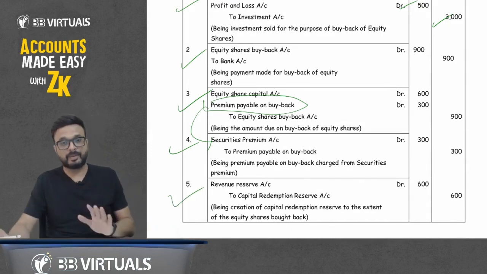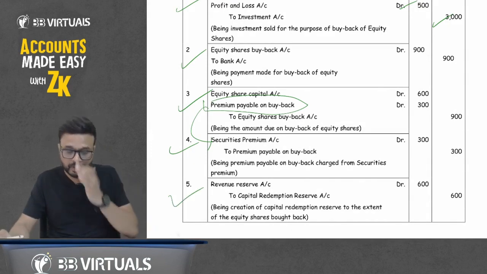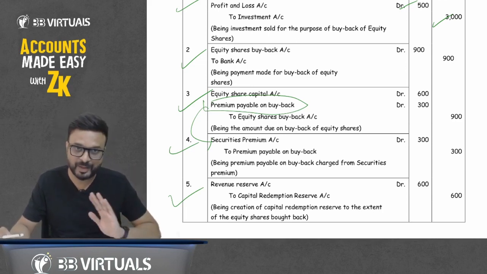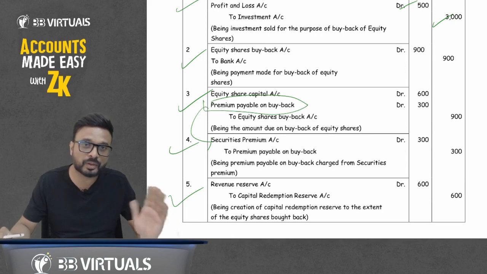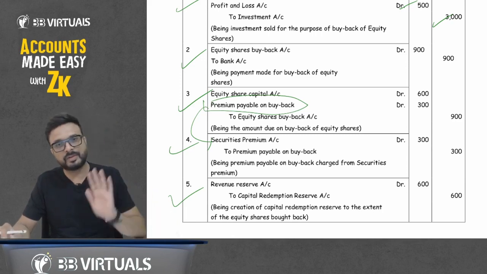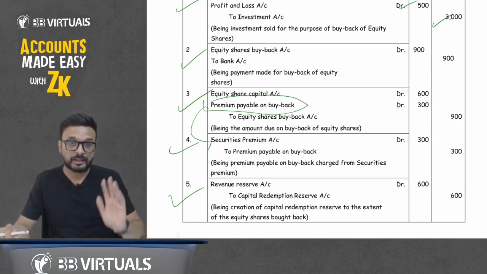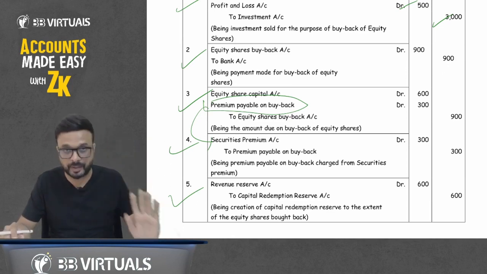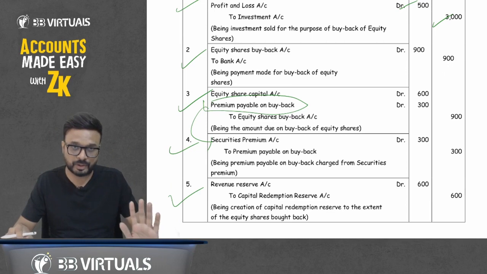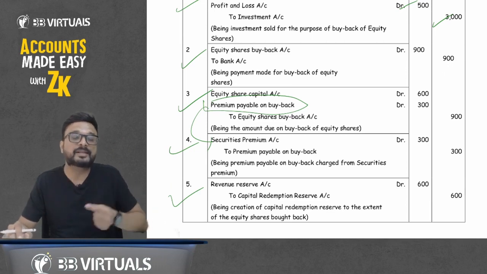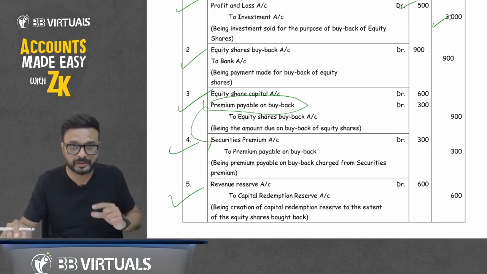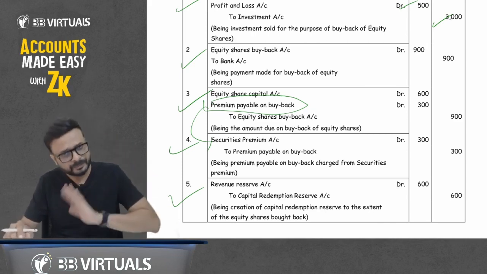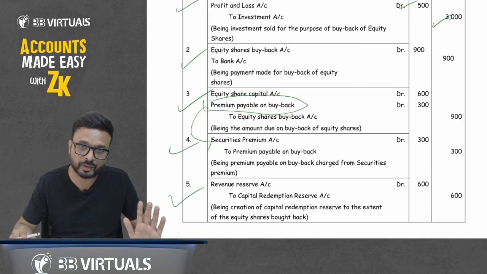So remember one thing. We call it out of issue of shares only when it is mentioned in the question. If it is not mentioned in the question that it is out of fresh issue of shares, we will always call it out of profit. It may be 100% out of fresh issue of shares, it may be 100% out of profit, and it may be a combination of both. But we call it out of issue of shares only when it is mentioned in the question, otherwise it is always out of profit.